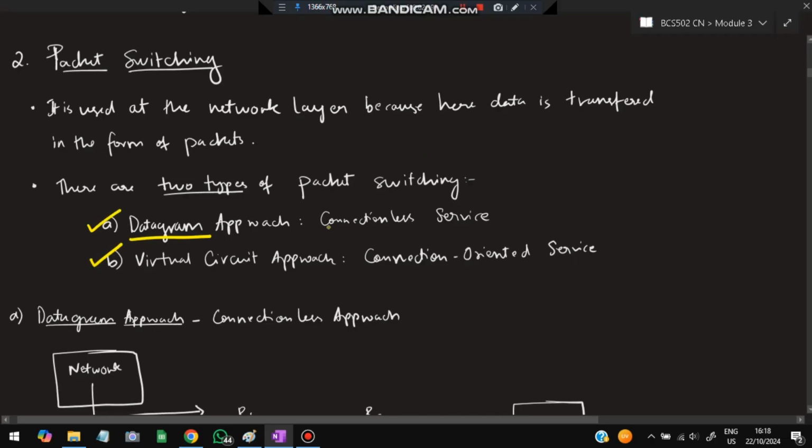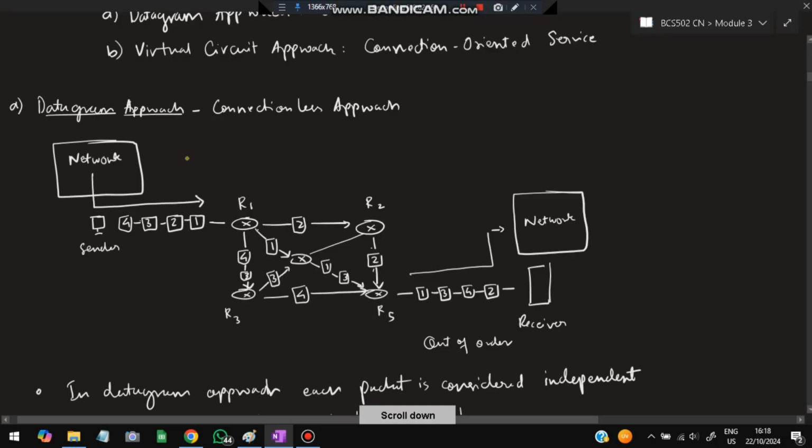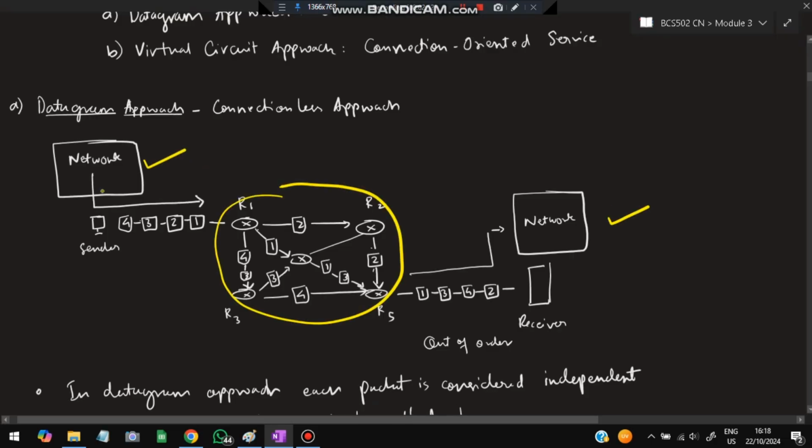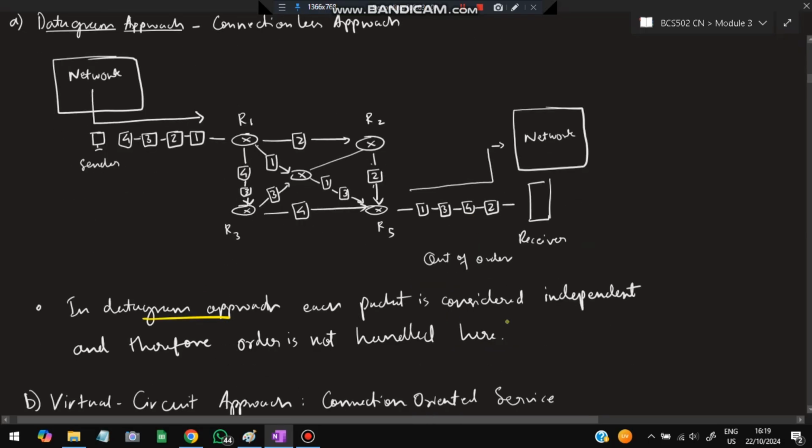Let's discuss the first one, the datagram approach. Datagram is a connectionless service, while the virtual circuit is connection oriented. In a connectionless service, we have the network here, with a source and a destination, and the routes and paths present. When the data is transferred, observe that packets 4 3 2 1 get transferred, and any packet can go in any route and it will reach the destination. When it reaches there, observe the order is different, 1 3 4 2, which is different from what we sent. This happens because in the datagram approach, each packet is considered independent, and therefore order is not handled, so it will come out of order.